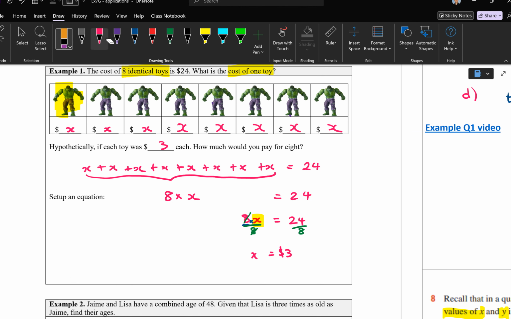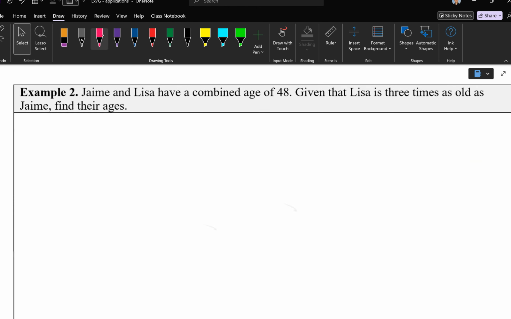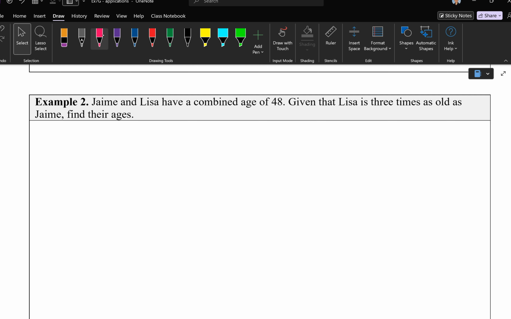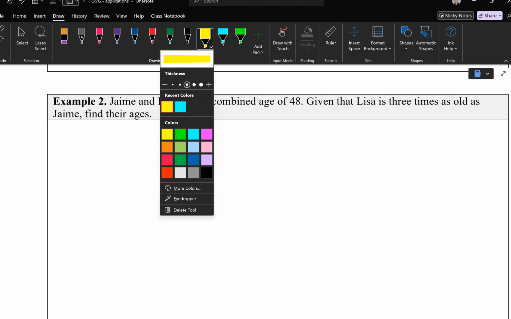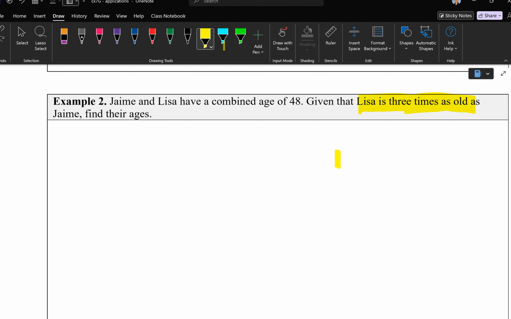So let's do the next problem. Let's say Jamie and Lisa have a combined age of 48. So we know that together, their ages will add up to 48. But given that Lisa is 3 times, and this is where students find it confusing to understand, when we say Lisa is 3 times as old as Jamie, what does that mean? Because it's hard to sort of hear it and get it. It's easier to visualize. What does it mean that Lisa is 3 times as old as Jamie?